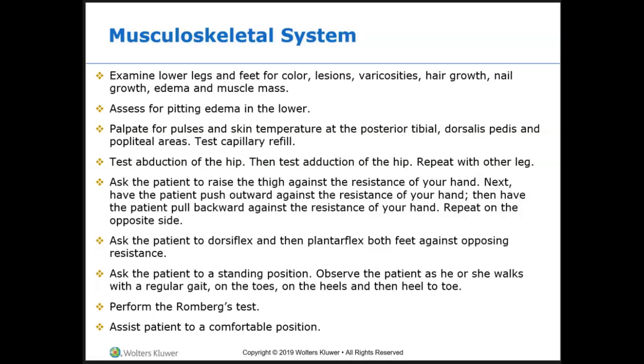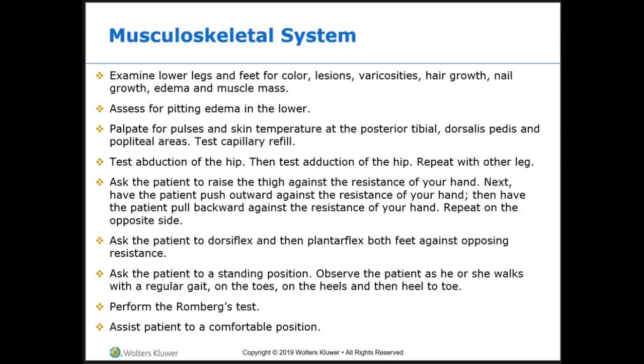You're going to palpate for pulses and skin temperature at the posterior tibial, dorsalis pedis, and popliteal areas. You're going to assess the pulse rate, the quality, and the amplitude and rhythm. And you're going to test for cap refill, make sure it's less than 3 seconds.